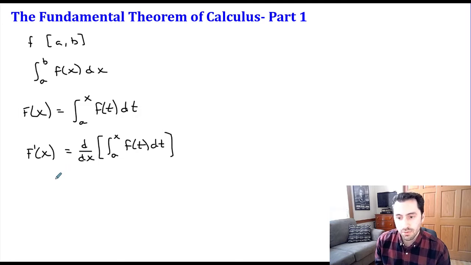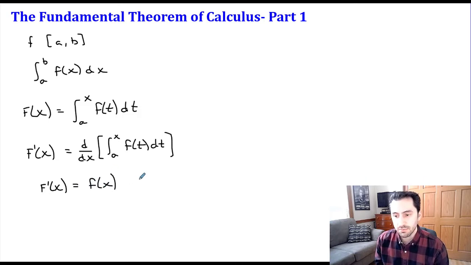What part 1 of the Fundamental Theorem of Calculus gives us is that if I find this derivative of capital F of x, what I end up with is f of x. So taking a look, these two operations, the derivative and the integral, they basically undo each other. So if I take the integral and then take the derivative, I end up right back where I started.